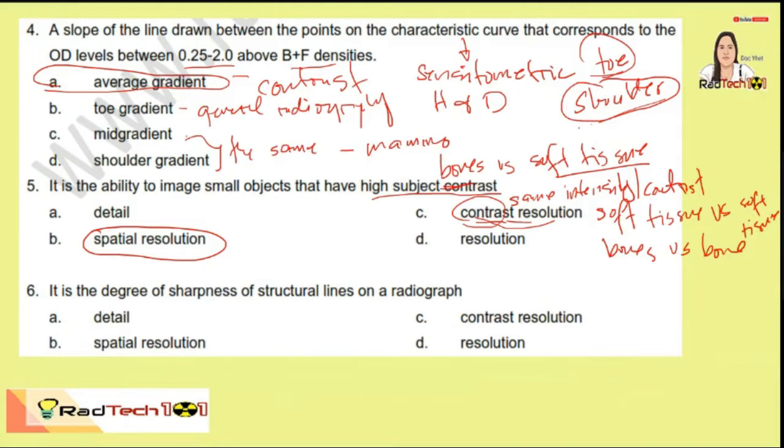So there are different types of resolution, and most common na ginagamit natin is spatial and contrast resolution. So maraming klaseng resolution. Like sa ultrasound, we have the temporal and elevational resolution, lateral resolution, axial resolution, and so on. Pag sinabi naman natin detail, this refers to the sharpness. So sharpness of the image. Therefore, sa number 6, detail ang answer.